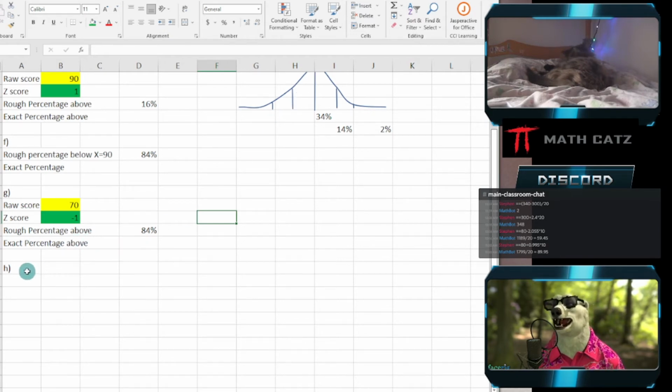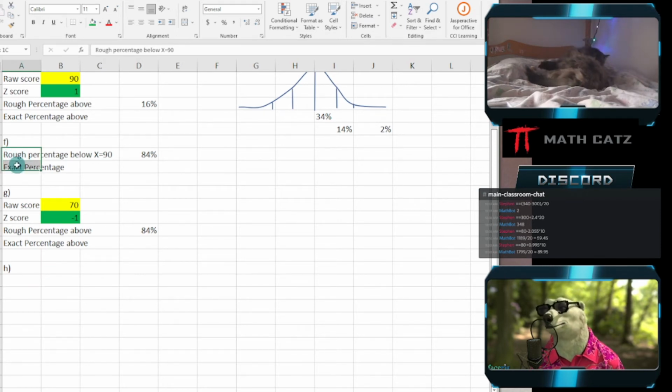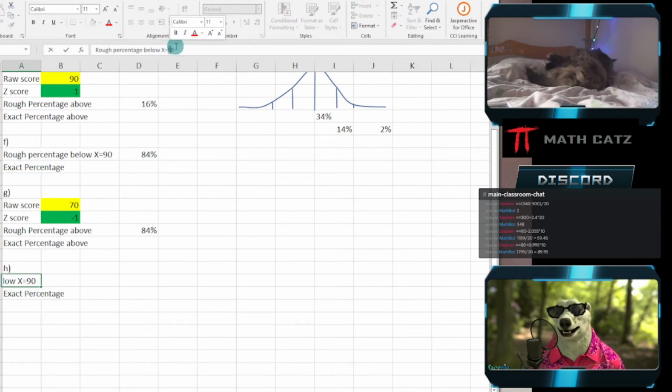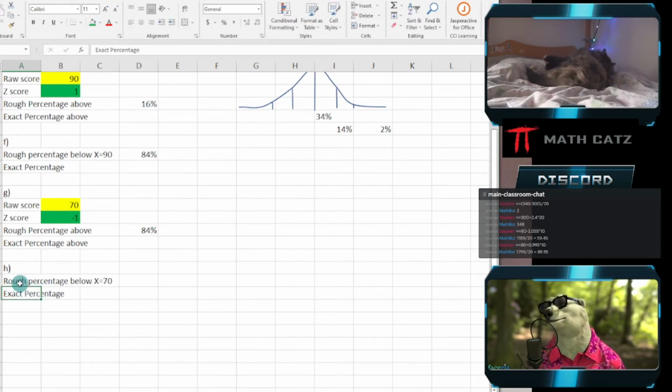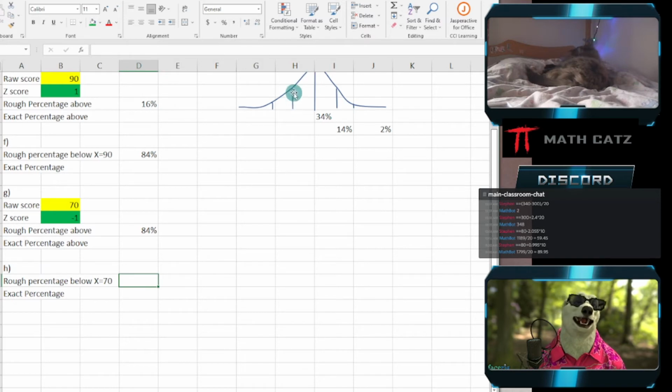Exact percentage, we're going to get to that. And then we can use that for the below. Just going to copy this and this. But I need to update the 90 to a 70. So the rough percentage below 70 will be below this line, which will be my 16%. And because of the symmetry, we have very similar answers, right? Sort of flipped around. Okay.